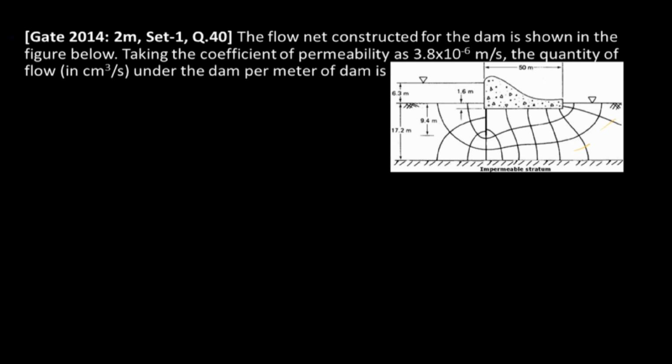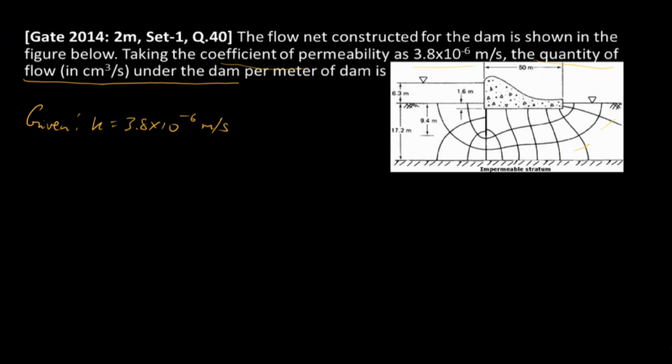So if you see the given question, they've given that the coefficient of permeability is equal to 3.8 into 10 to the power minus 6, and they've asked us to find out the quantity of flow under the dam. Okay, so we'll write down the given data. So given K equal to 3.8 into 10 to the power minus 6 meter per second.